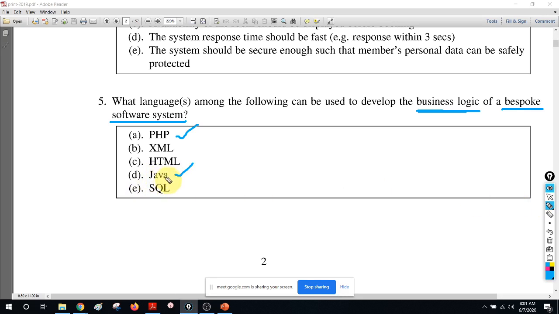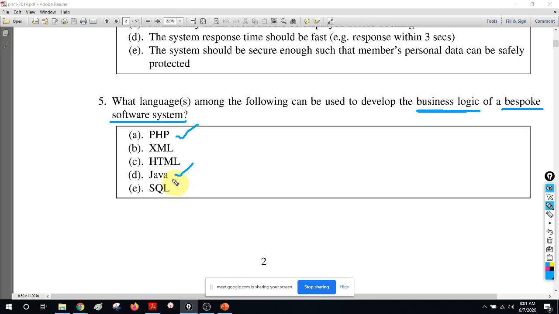SQL we don't use to do business processing, right? SQL is to query the database, insert, update. So don't use SQL. Of course you can do a little bit of business process logic if you are using PL/SQL. So that is stored procedures and functions, right?